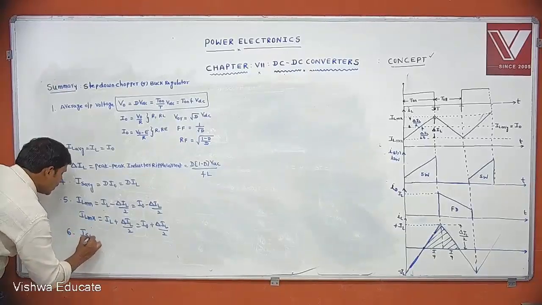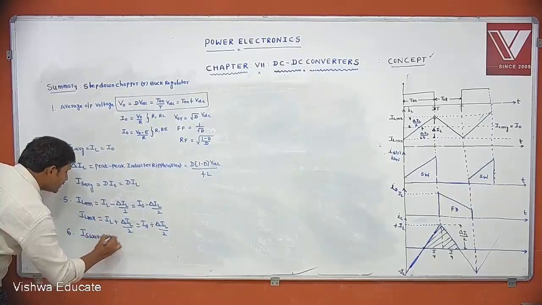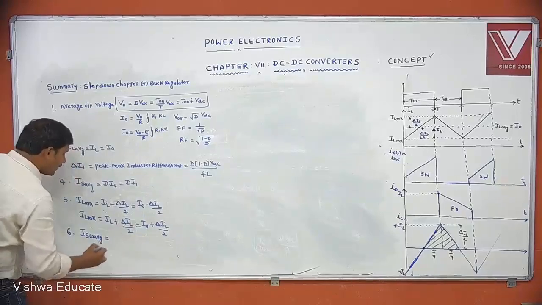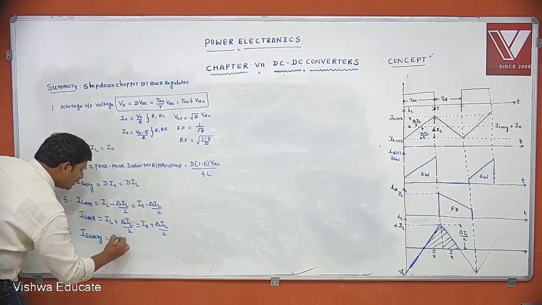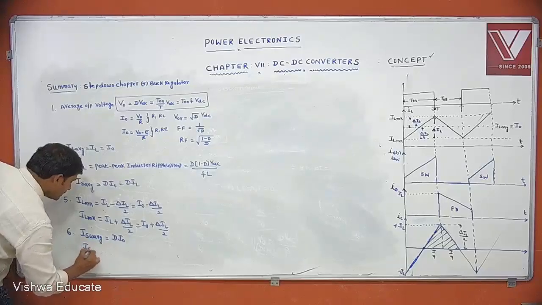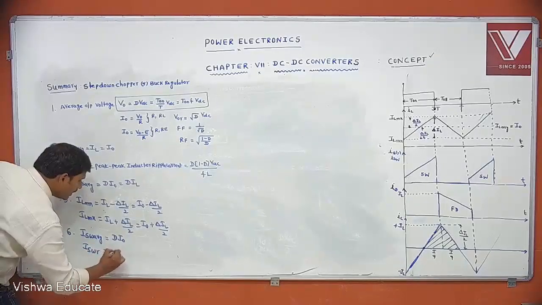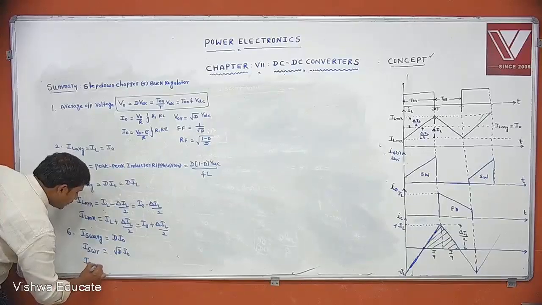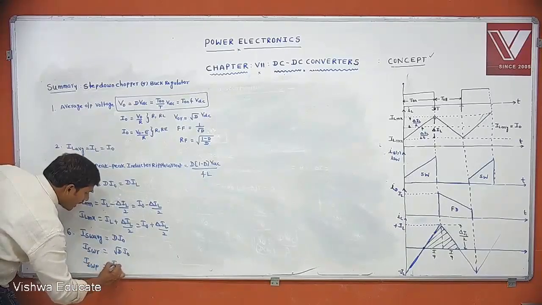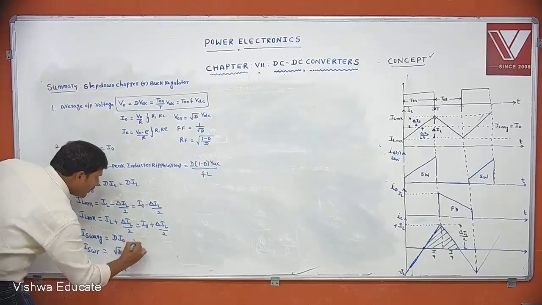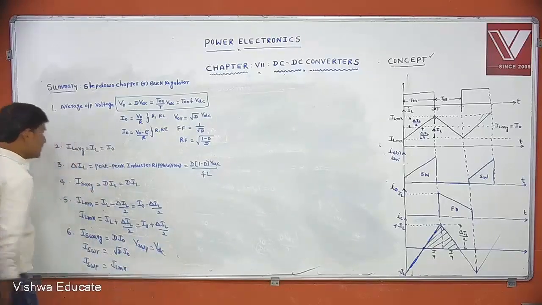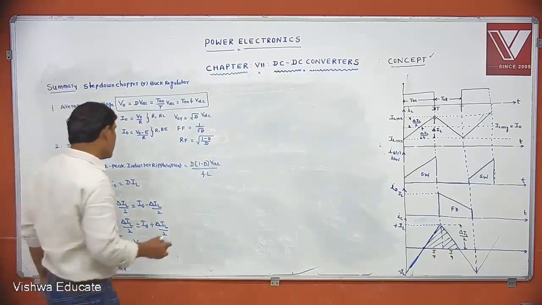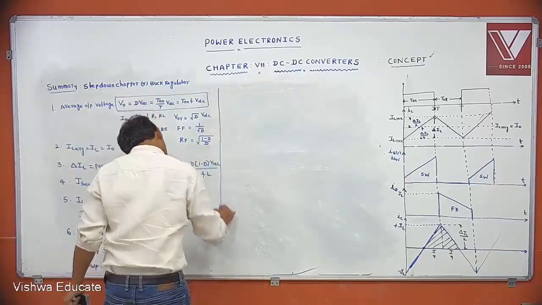Sixth one. What is ISW average? Average switch current we are getting. What is ISW average we calculated? D I naught. What is ISW RMS we calculated? Root D I naught. What is the peak value of switch current we calculated? IL max. Then what is the peak voltage across the switch we are getting? VDC. This is the sixth one. Okay, summary I am giving here.